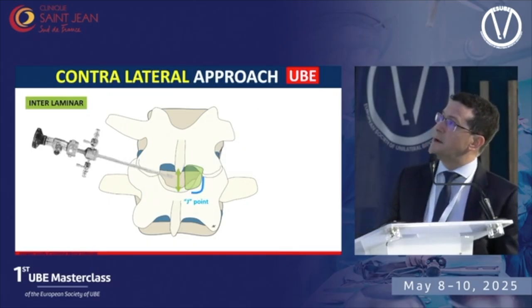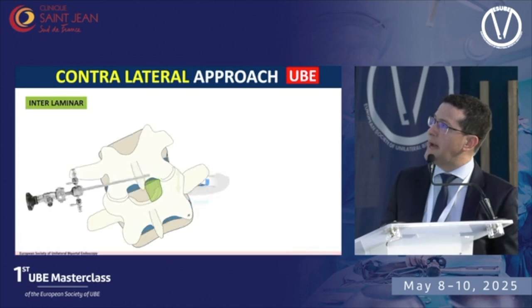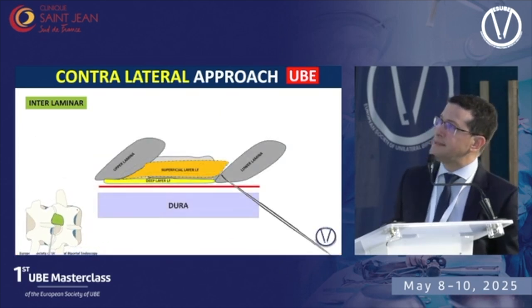It depends, remember, on the interlaminar windows, and especially the bone. It is not the inner point, it's not the sublaminar approach. You need to remove the most medial part of the superior articular process and the upper edge of the lower lamina, that is the G point. And to understand that, remember that you have to remove the superficial layer.